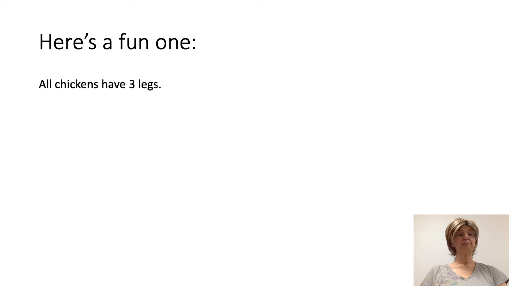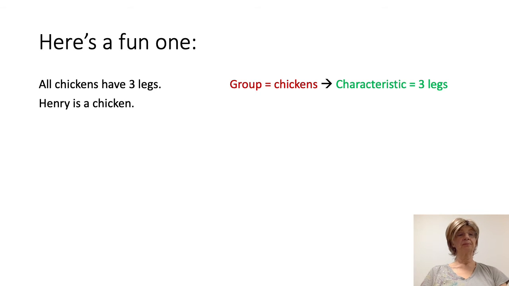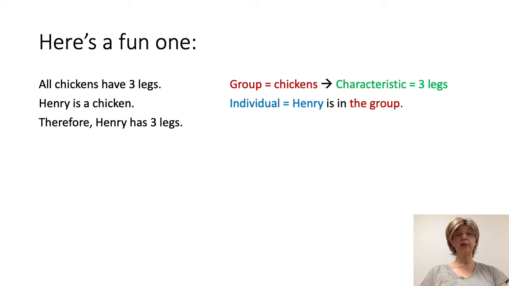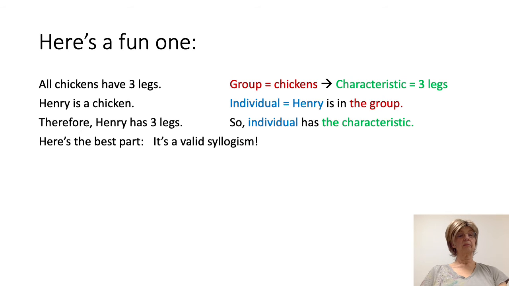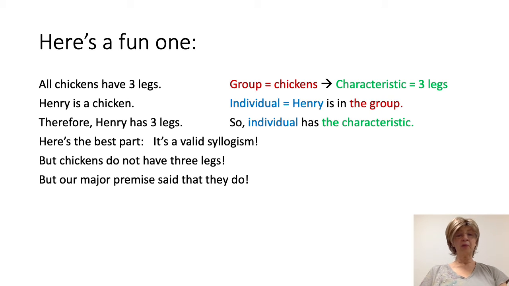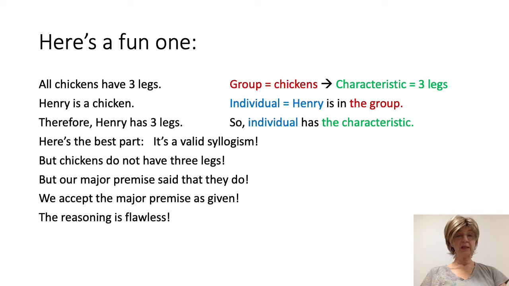Here's a fun one. All chickens have 3 legs. Group equals chickens. Characteristic equals 3 legs. Henry is a chicken. Individual equals Henry is in the group. Therefore, Henry has 3 legs. So, individual has the characteristic. Here's the best part. It's a valid syllogism. But chickens do not have 3 legs. But our major premise said they do. We accept the major premise as given. The reasoning is flawless. It's a valid syllogism.